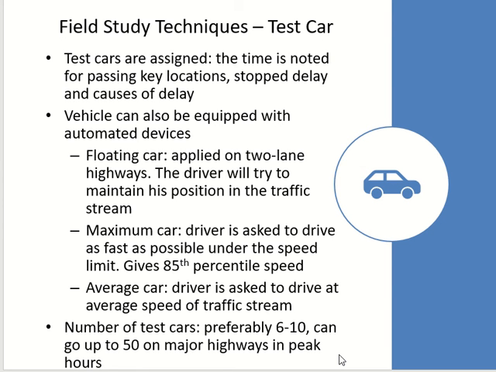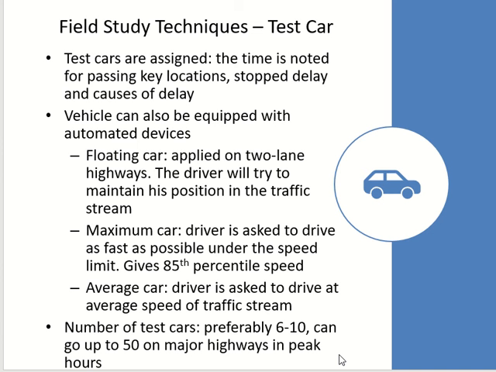Clear? Okay. Now test car technique can be applied in 3 ways. There are 3 different ways to apply test car. All of the methods I am going to discuss are part of test car. Okay. We have floating car, maximum car, average car. What is floating car? Floating car, first of all, is applied to 2-lane highways. What are we trying to find out? Average speed in a direction of a 2-lane highway. In floating car technique, we are trying to find out average speed of a direction on a 2-lane highway.